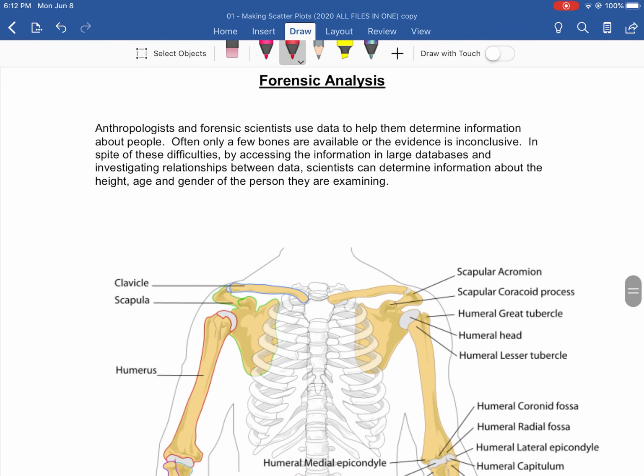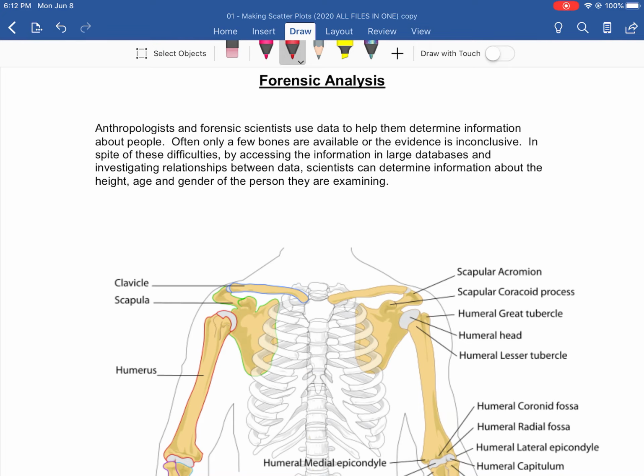Okay, here's the main activity that I want to talk about and why we do things like this. Forensic analysis. Anthropologists and forensic scientists use data to help them determine information about people. Often only a few bones are available or the evidence is inconclusive. In spite of these difficulties, by accessing the information in large databases and investigating relationships between data, scientists can determine information about the height, age, and gender of a person they're examining.